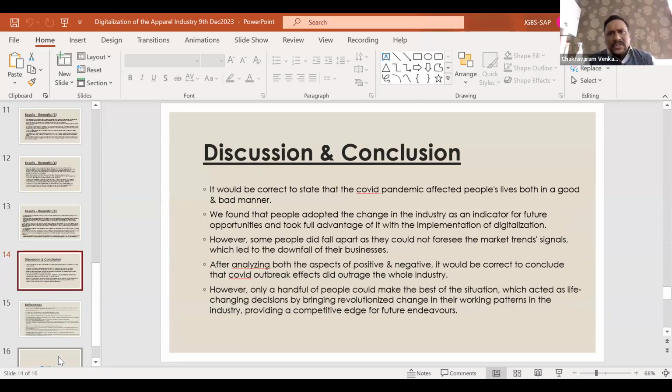It could be correct to state that the COVID pandemic affected people's lives in both good and bad ways. We found that people adapted to the change in the industry as an indicator of future opportunities and took full advantage of it with the implementation of digitalization. However, some people fell apart as they could not foresee the market trend signals, which led to the downfall of their businesses. Only a handful of people could make the best of the situation, which acted as life-changing decisions by bringing revolutionary change in their working patterns in the industry, providing a competitive edge for future endeavors.